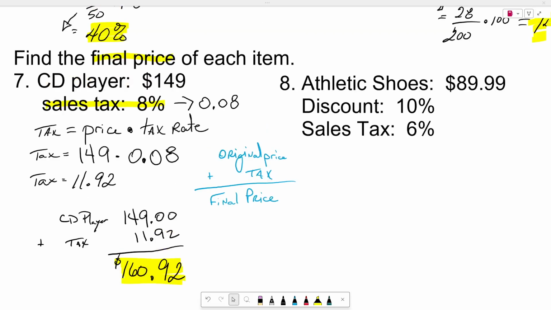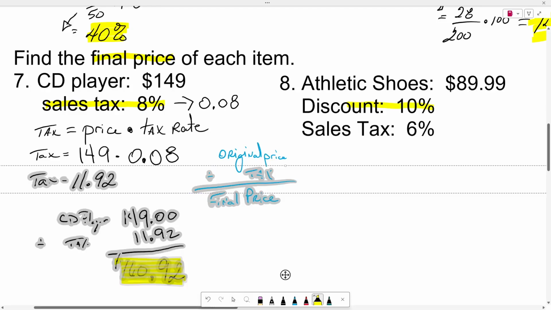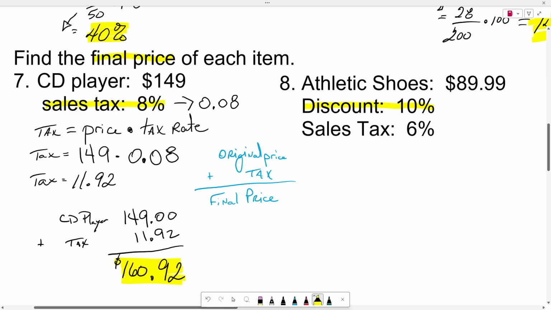So sometimes we have to do more than just go through and find taxes. We also get a discount. Discounts are a good thing because we're saving some money. So if we're doing a discount, that means we're going to be subtracting this percentage away from what we started with. So I have to first find 10% of my $89.99. So how much is my discount?